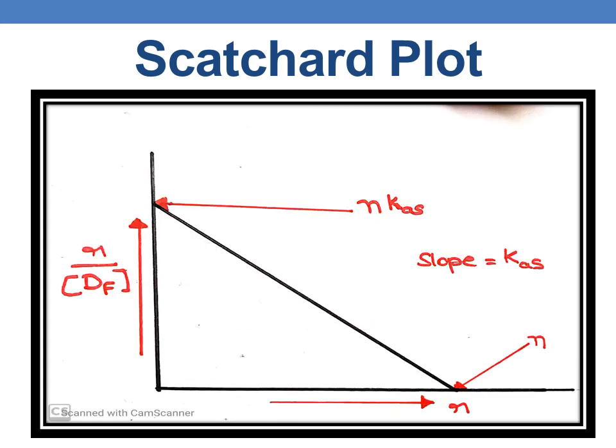Here, when we look at it, Scatchard's plot is obtained by plotting R/[Df] versus R. Here we get a straight line whose slope is equal to the association constant Ks, and the number of binding sites can be obtained from the x-intercept. The x-intercept is nothing but N. So this is the Scatchard's plot of R/[Df] versus R.